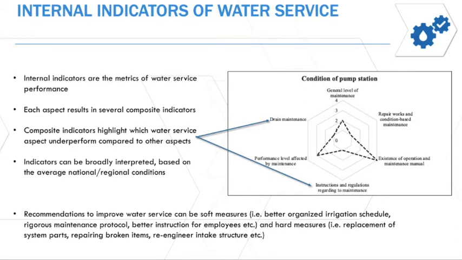Indicators can be broadly interpreted. Therefore, it is desirable to assess the water service in the context of the open-ended questions and internal indicators. I would like to highlight the fact that recommendations to improve water service can be soft measures and hard measures. Soft measures are, for example, the better irrigation scheduling, well-crafted maintenance protocol, the coordination of employees, while hard measures can be the requirement of complete re-engineering, repairing broken items, or replacement of the infrastructure.